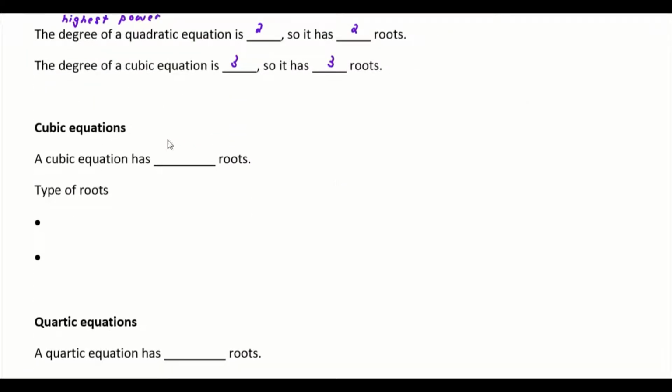Okay, so a cubic equation that has real coefficients will always look like this: ax cubed plus bx squared plus cx plus d equals 0, right? A cubic equation always has 3 roots. Now I want you to try to think of what types of roots a cubic equation will have.